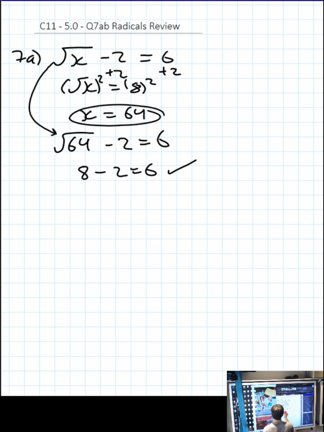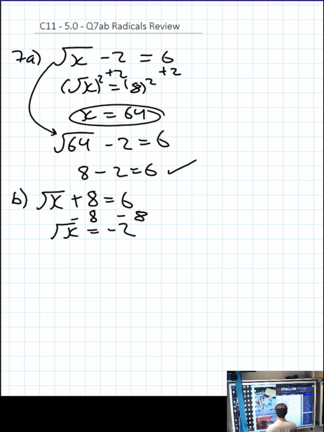Okay, we have 7b. We have the square root of x plus 8 equals 6. So let's minus 8 from both sides. Minus 8, minus 8. Then we have square root x equals negative 2. Let's square both sides. Brackets around the left-hand side squared, brackets around the right-hand side squared. So we get x equals the square root of x, negative 2 all squared is 4. Circle our answer. Take our answer and put it back in above.